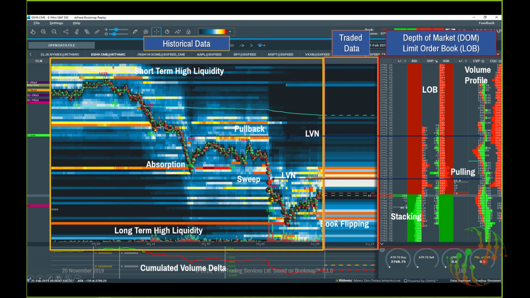We have the traded data here. You can also trade off Bookmap directly into TradeStation, into NinjaTrader, for example, into Interactive Brokers or whatever. You can trade directly from the chart through your broker, from Bookmap through your broker.